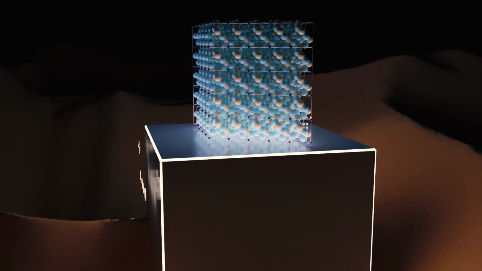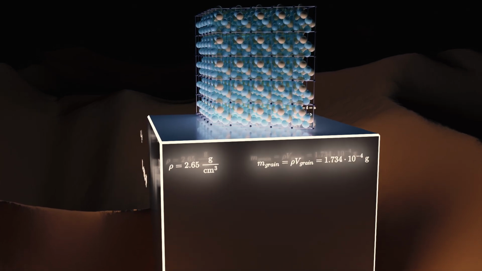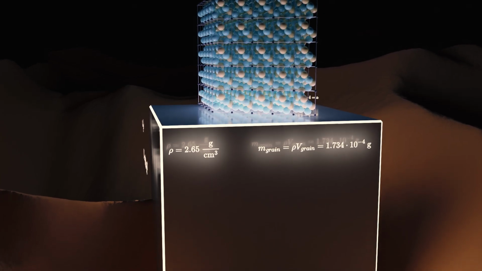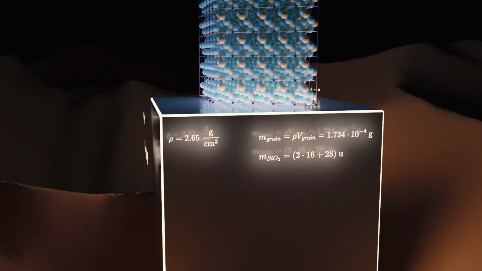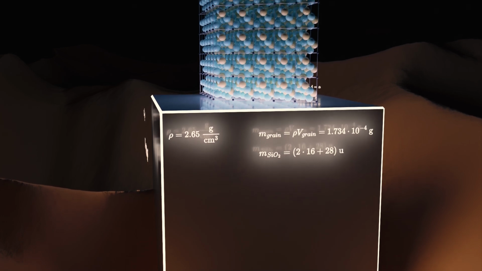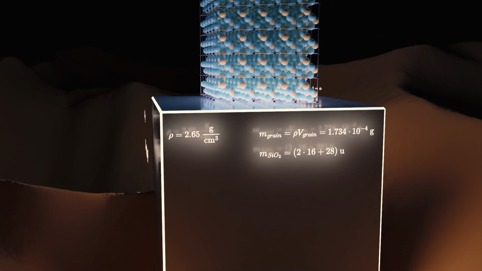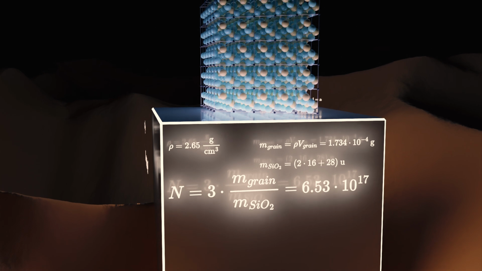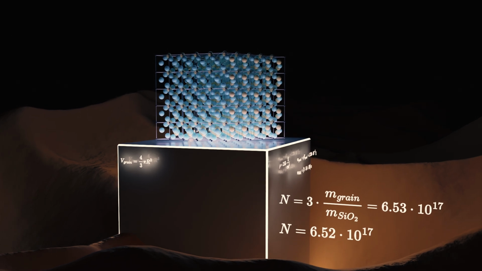Quartz has a measured density of 2.65 grams per centimeter cubed. Multiply that by the volume of a grain of sand to obtain its mass. This we can divide by the mass of a silicon dioxide molecule, which is 2 times the mass of an oxygen atom plus the mass of a silicon atom, or roughly 60 daltons. Because silicon dioxide consists of 3 atoms, we need to multiply the result by 3 to obtain our result of 6.53 times 10 to the power of 17, meaning we have a very good match between our results, which gives me some confidence that we aren't too wrong.